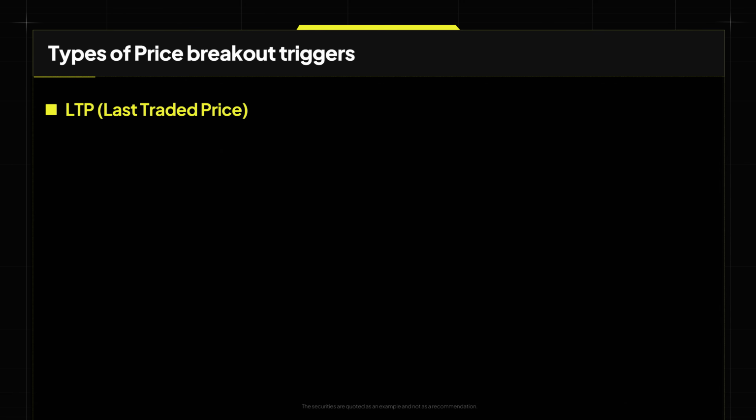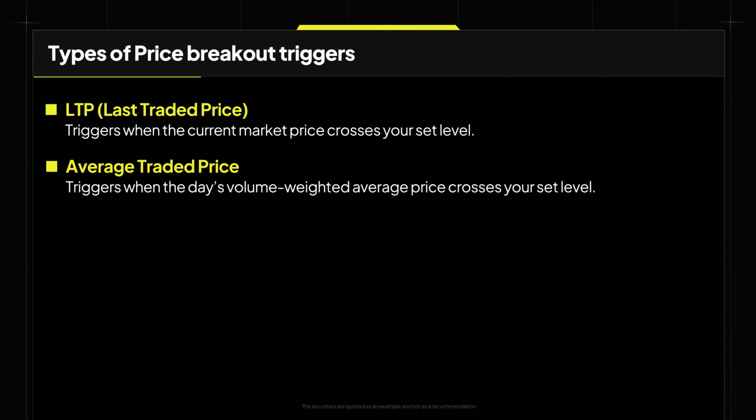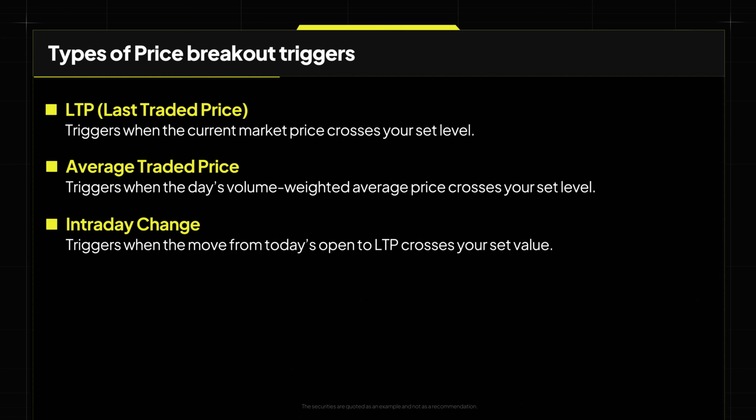LTP, last traded price. Triggers when the current market price crosses your set level. Average traded price. Triggers when the day's volume weighted average price crosses your set level. Intraday change. Triggers when the move from today's open to LTP crosses your set value.